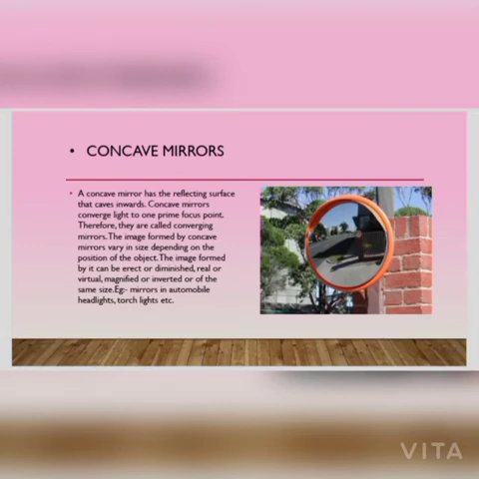Concave mirrors. A concave mirror has the reflecting surface that caves inwards. Concave mirrors converge light to one prime focus point. Therefore, they are called converging mirrors. The image formed by concave mirrors varies in size depending on the position of the object. The image formed by it can be erect or diminished, real or virtual, magnified or inverted, or of the same size. For example, mirrors in automobile headlights, torchlights, etc.